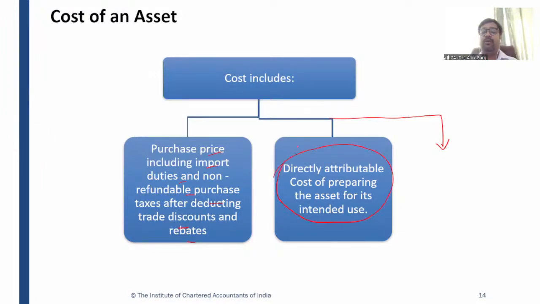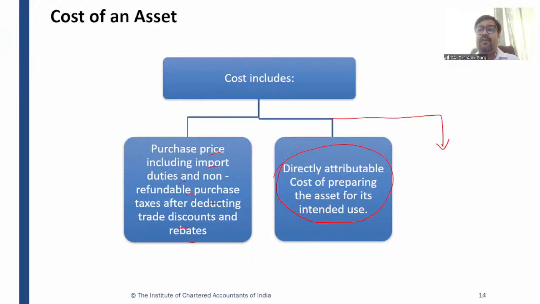What is meant by directly attributable cost? Directly attributable cost means this cost would not have been incurred if the intangible asset would not have been acquired, right? For example, for getting the intangible asset into the condition of available for use, you have to get it registered with the drug authorities, or let's say government authorities. For getting it registered, you have to pay some money for registration, right? In this case, it will be considered as a directly attributable cost, and it will be capitalized as a part of the cost of the intangible asset.